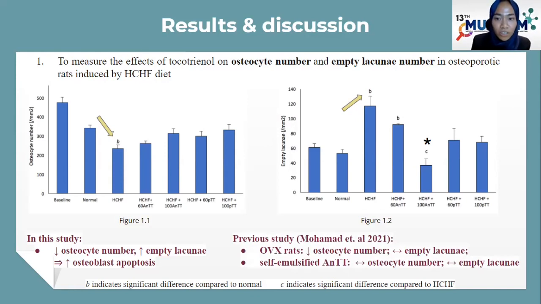Okay, the reduction in osteocyte number and increase in empty lacuna in HCHF rats indicate an increase of osteocyte apoptosis leading to bone loss. A previous study showed that there was a decrease in osteocyte number and no change in empty lacuna in ovariectomized rats. Also, treatment with self-emulsified annatto tocotrienol did not show any changes in osteocyte number and empty lacuna. The slight difference in the findings obtained from the previous study compared to ours could be due to the difference in osteoporotic model used and the formulation of the tocotrienol treatment.